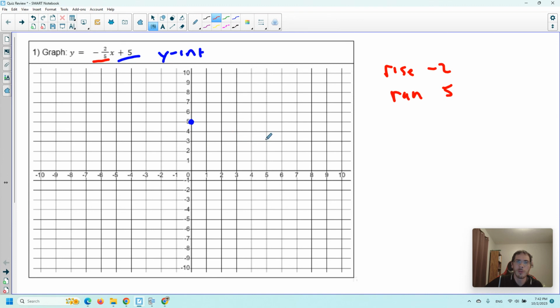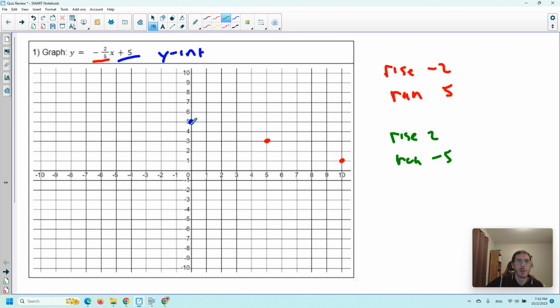1, 2, 3, 4, 5. And that's where I'm going to put my next dot. I'm starting from the y-intercept. So down 2 over 5. So rise negative 2, run 1, 2, 3, 4, 5. And just to prove that you could do it the other way, if you want, you could also do rise of 2, run negative 5, and hopefully they'll be on the same line.